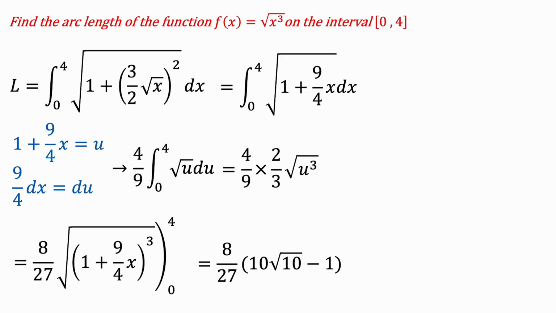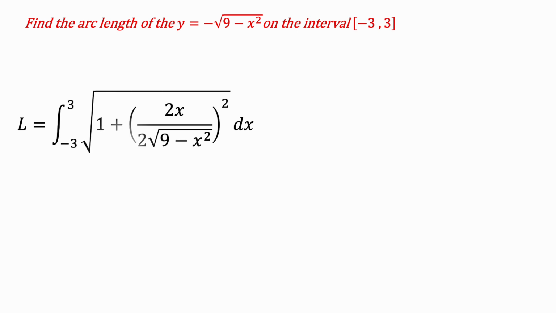Well done. One more. Find the arc length of the curve negative square root of 9 minus x squared on this interval. What was our plan? We used the arc length formula, the integral from negative 3 to 3 of the square root of 1 plus the derivative of negative square root of 9 minus x squared dx.